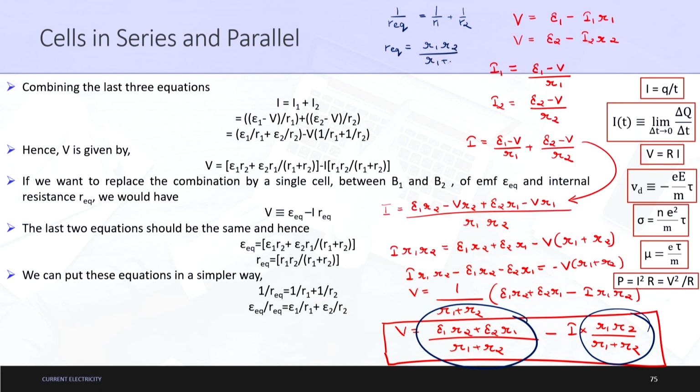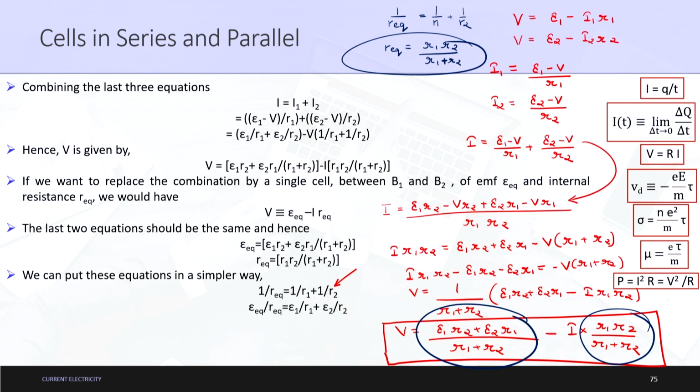This is the same thing which we obtained in the previous discussion of resistors in series and parallel. Hence, finally, epsilon EQ is equal to epsilon 1 R2 plus epsilon 2 R1 upon R1 plus R2, and R equivalent is R1 R2 upon R1 plus R2. Now, making it mathematically easier, we can use this equation in a simpler way. First is the formulation for parallel, that is 1 by R equivalent is equal to 1 by R1 plus 1 by R2.